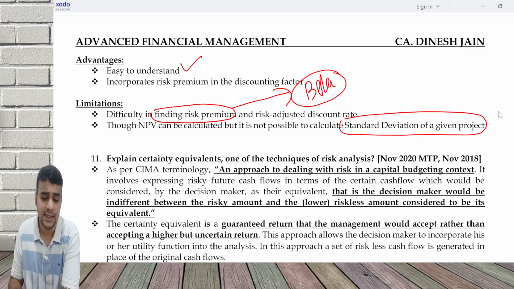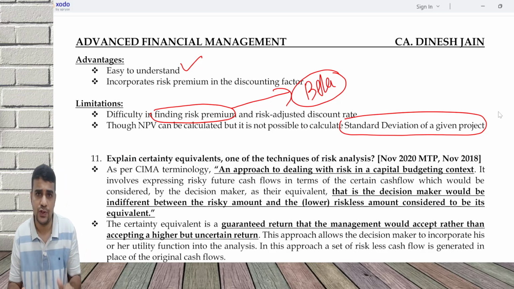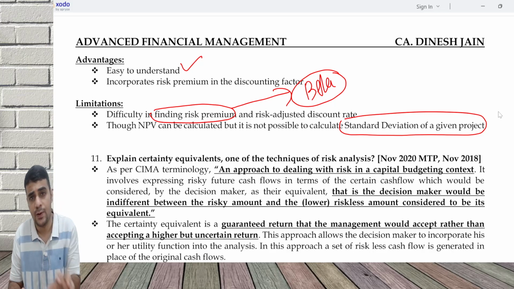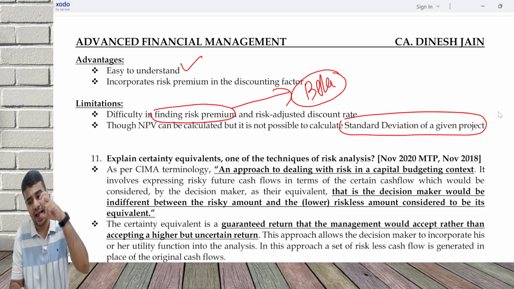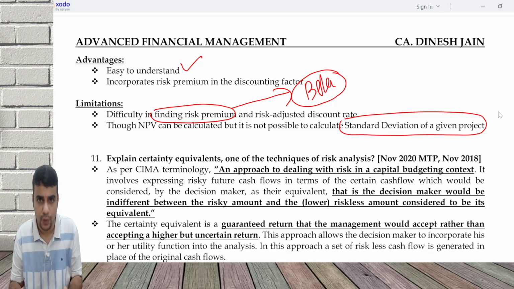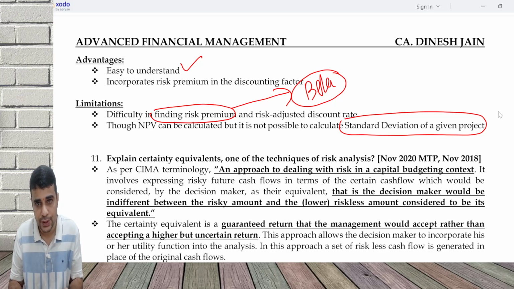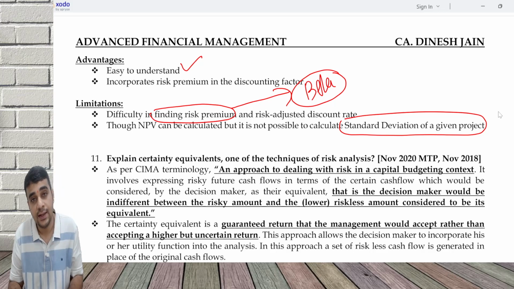Then what is the certainty equivalent approach? What the certainty equivalent approach says is, every year whatever cash flows we are generating, we can attach a certainty equivalent factor to every cash flow. Once the certainty equivalent factor is added to every year's cash flow, I can convert the uncertain cash flow into a certain cash flow.